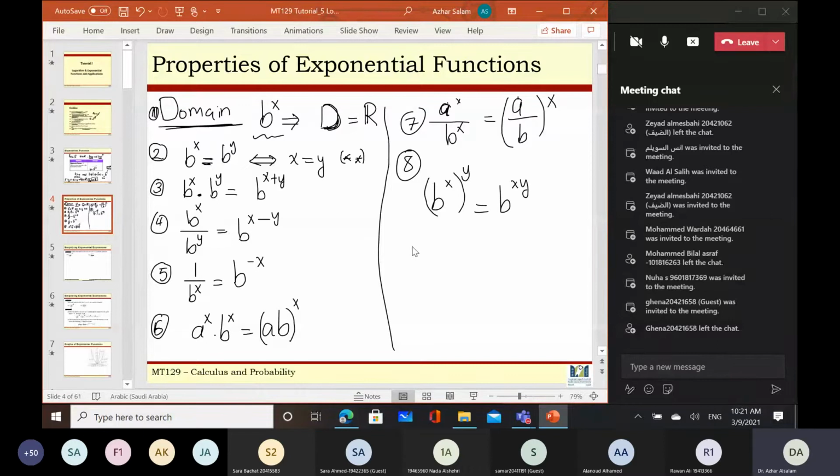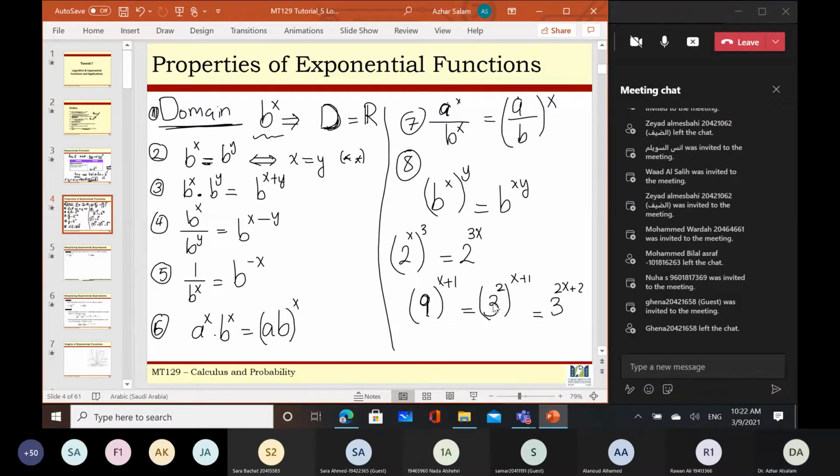It's not actually necessary to be a variable here or here. One variable is enough. For example, if I have 2 to the power x all to the power 3, I can simply write it as 2 to the power 3x like this. Okay, or I could have, for example, 9 to the power x, or let's say here x plus 1. I can actually write it as 3 to the power 2 all to the power x plus 1 and simplify it to 3 to the power 2x plus 2. I multiply 2 by x plus 1. It's equal to 2x plus 2, okay? Notice here that I write 9 as 3 squared to simplify.